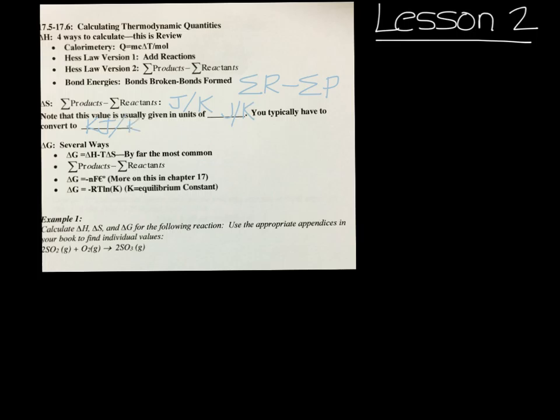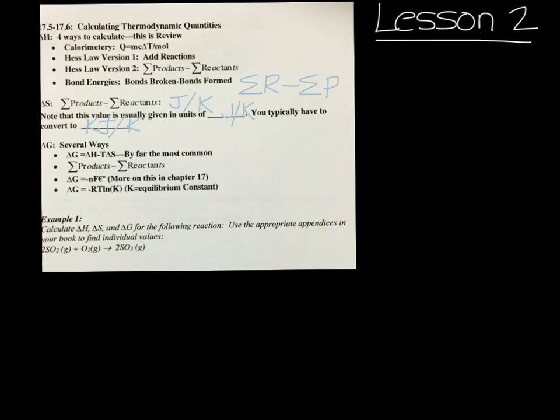There's several ways to calculate delta G, which is our free energy. The most common is using delta G equals delta H minus T delta S, which I spoke to you about in the first lesson. The other way is sum of the products minus the sum of the reactants, again using the appendix at the back of the book.